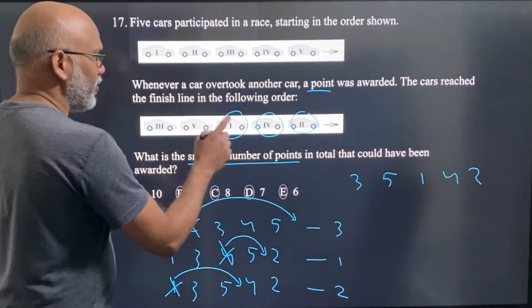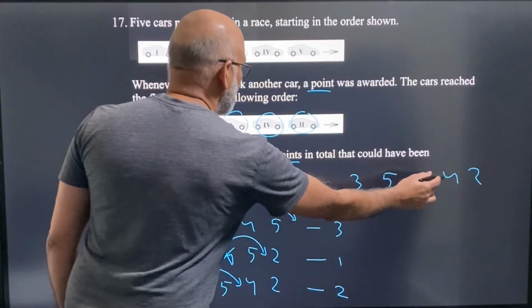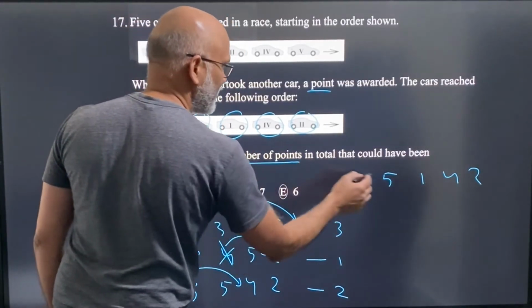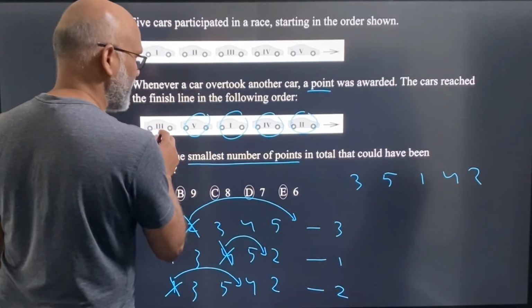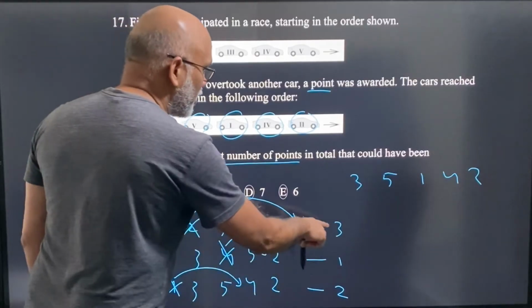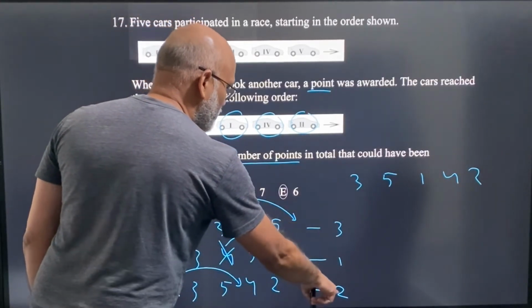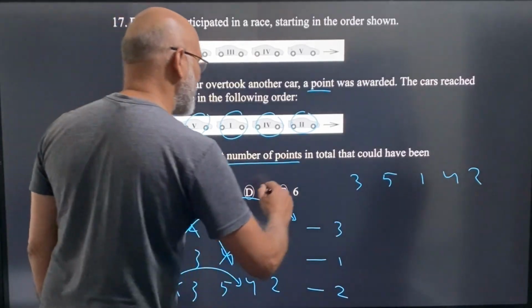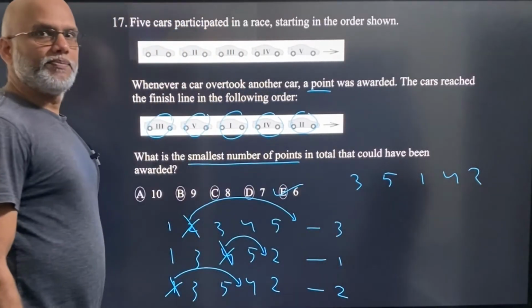All right. Now I have 2 in the front. Next is 4. Next is 1. I need 5 next. 5 is already there. 3. All right. So I have all the cars in order. So the total number of overtakes is 3 plus 1 is 4 plus 2 is 6. For each overtake 1 point. So I get 6 points is the correct choice.